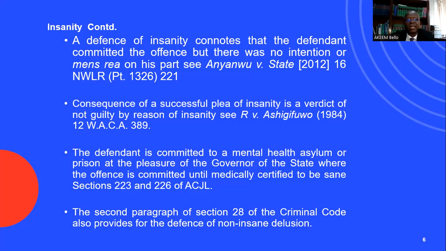The second paragraph of Section 28 of the Criminal Code also provides for the defense of non-insane delusion. In the next presentation, we'll be able to examine non-insane delusion.